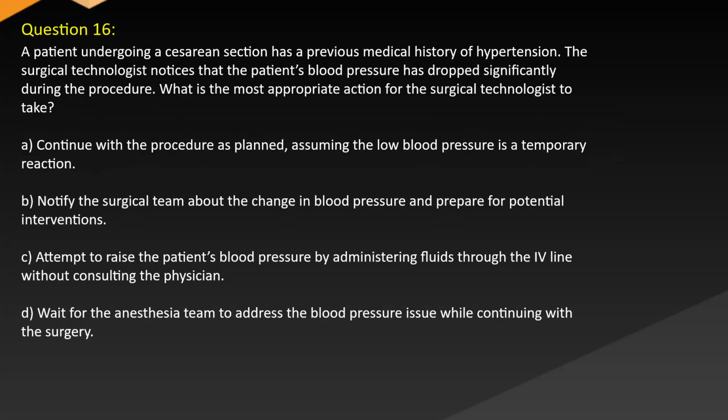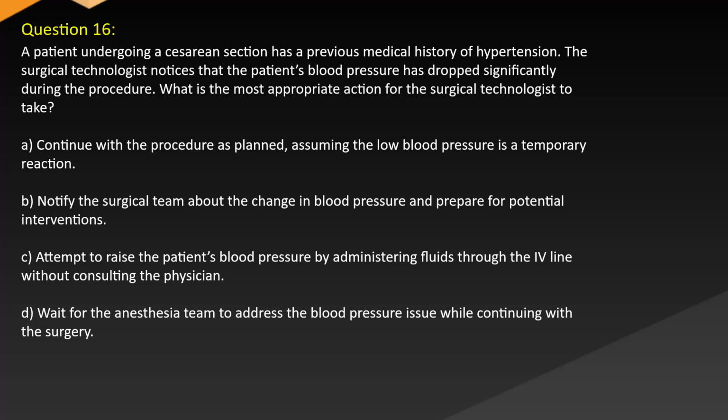Question 16. A patient undergoing a cesarean section has a previous medical history of hypertension. The surgical technologist notices that the patient's blood pressure has dropped significantly during the procedure. What is the most appropriate action for the surgical technologist to take?